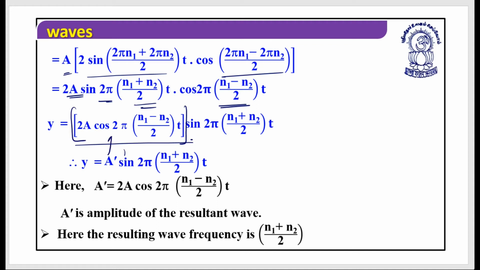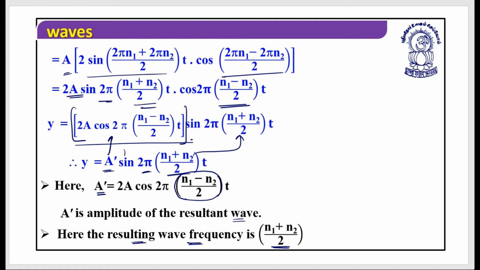is the amplitude and the remaining term is the frequency. So this is what we call a' sin 2π((n1 + n2)/2)t, and here a' is the amplitude of the resultant wave, and the resulting wave frequency will be (n1 + n2)/2. Now you can see that this is the frequency with which the amplitude changes.